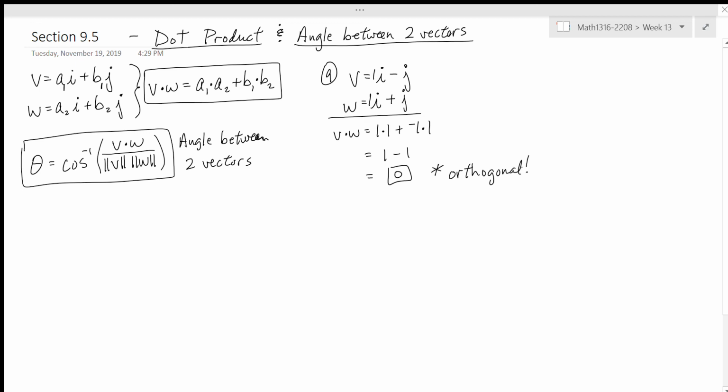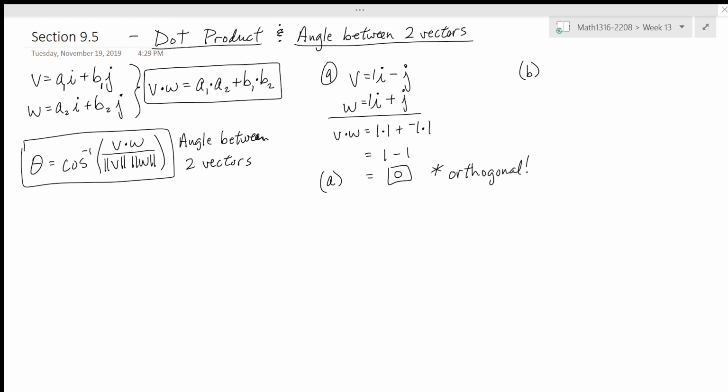Anytime you get a dot product of 0, that means that your vectors are orthogonal. Did y'all get that? Anytime you have a dot product of 0, it indicates that your vectors are orthogonal. And do y'all know what that means? I'm not going to tell you. Google it. No, I'm teasing. What we're going to do, this was part A, was find the dot product. Part B, it says find the angle between the two vectors.